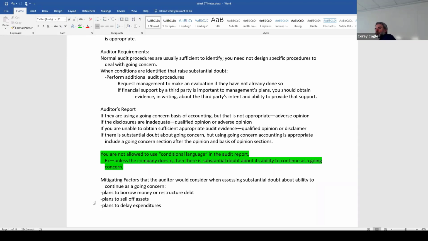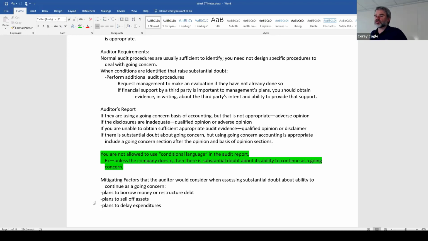All right. If we're unable to obtain sufficient appropriate audit evidence, as always, that's a scope limitation that requires us to either qualify the opinion if it's just a little, not a pervasive thing, or disclaim an opinion if we can't render an opinion, right? So you could take this language and apply it to any audit area, and the result on the report is the same. If we're unable to obtain sufficient appropriate audit evidence in any area, it's either a qualified opinion or a disclaimer of an opinion.